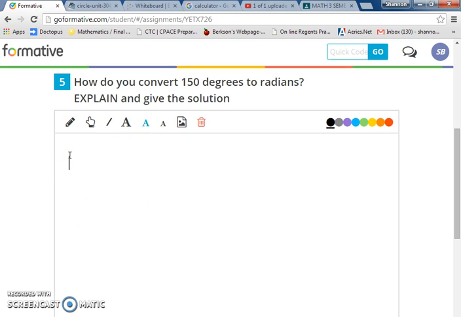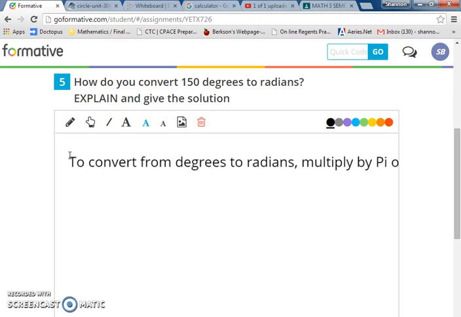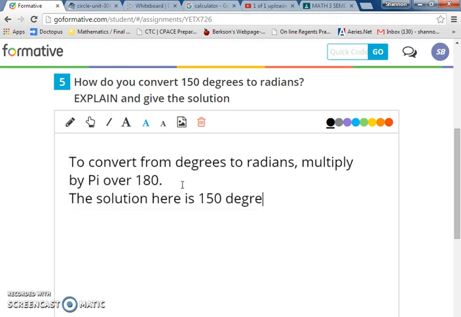So we're going to tell them that to convert from degrees to radians, multiply by pi over 180. The solution here is 150 degrees equals 5 pi over 6.